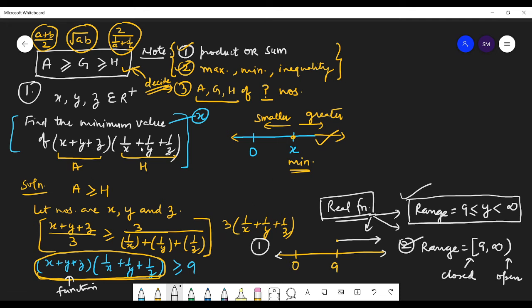So the question was quite easy. We just had to find the minimum value of this. We took arithmetic mean is greater than or equal to harmonic mean, put arithmetic mean and harmonic mean, cross multiply, and we get the answer 9. In this question there was a sum and we needed to find the minimum value, so we had to use this inequality. Then we understood the meaning of this inequality, and in 3 ways we can tell the range.